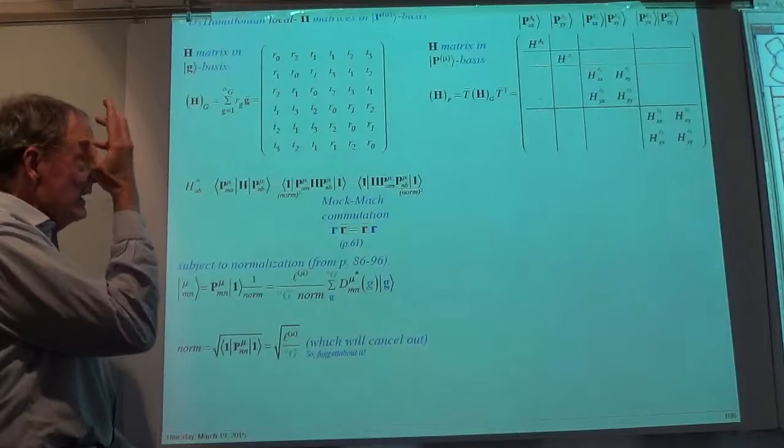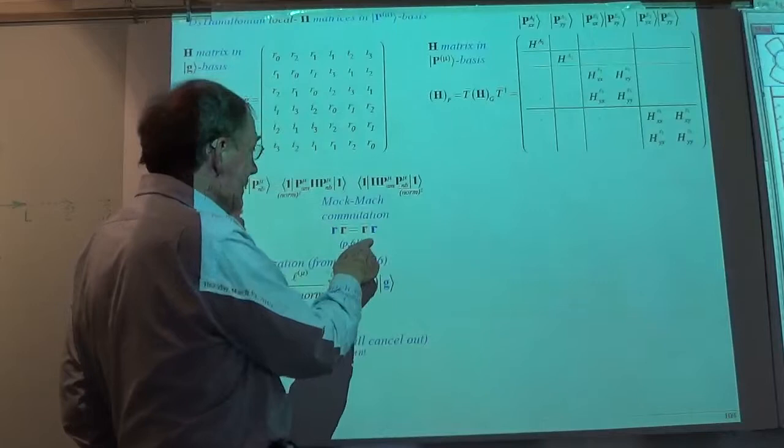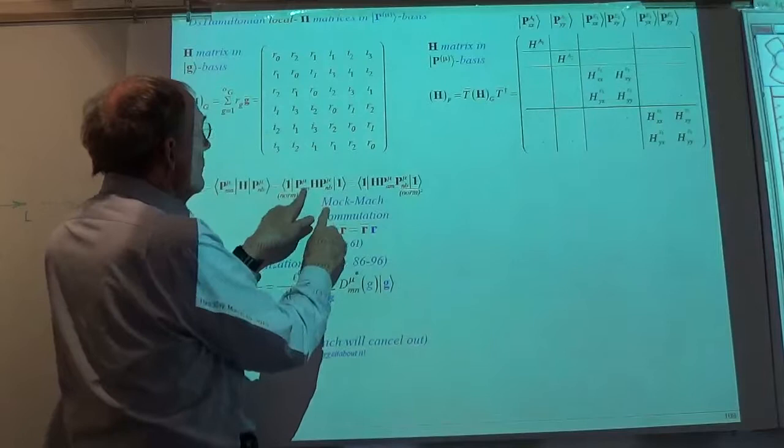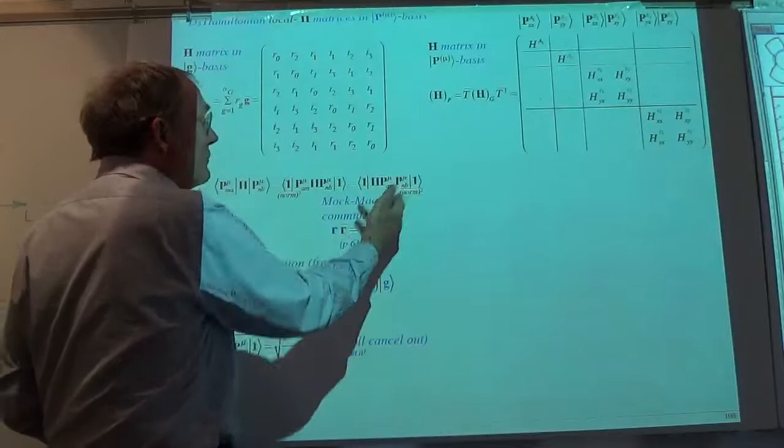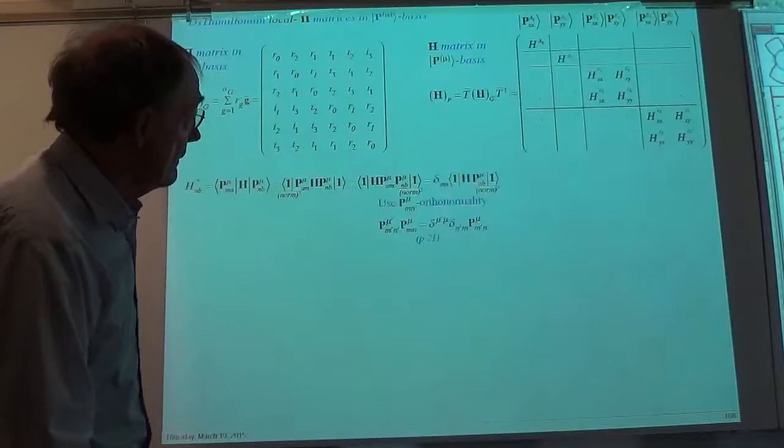Okay, and then I'm going to do a Mach-Mach commutation, because the H is entirely made out of these things, so I can commute the projector right through it and run into this projector, and simple matrix algebra will tell me right away that M and N have to be the same. Okay? Delta M, N, and then I've got to calculate that thing.